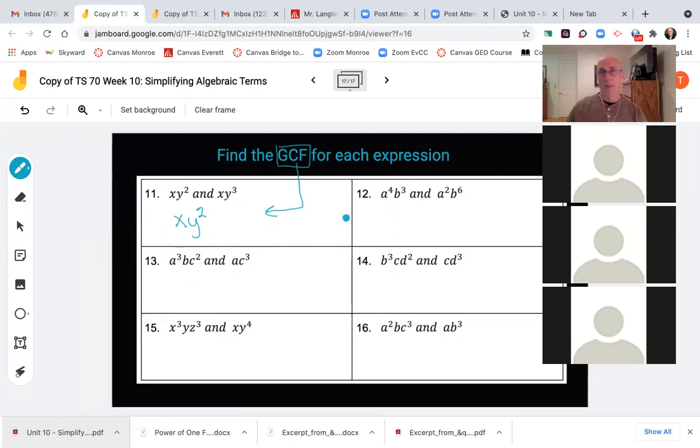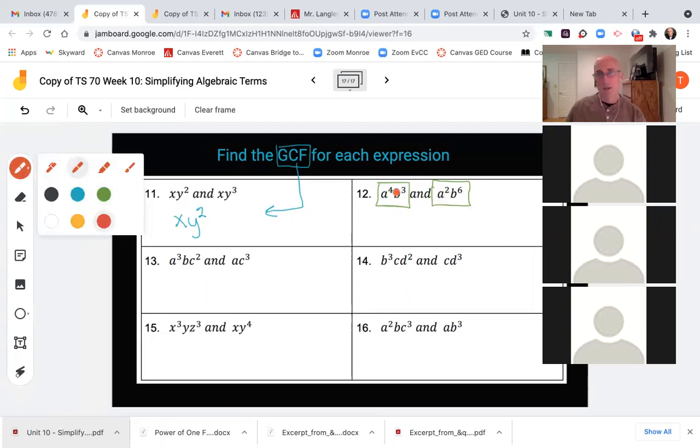Let's go to 12 here. I've got the number a to the fourth, b to the third, and so this is one term. Okay, what does it have in common? What are the greatest common factors? The other term is a squared, b to the sixth. I've got a to the fourth and a squared. You see those two? Let me just circle them in red here. I've got a to the fourth, and I've got a to the second. What do they have in common?